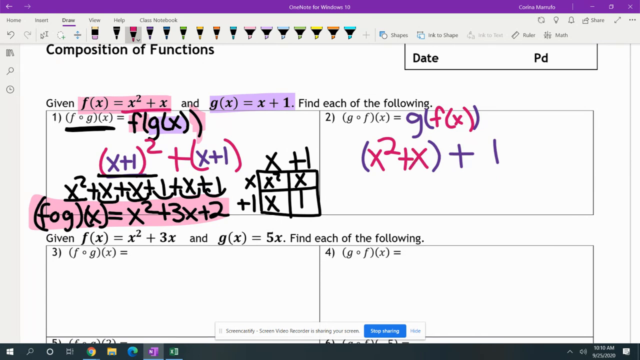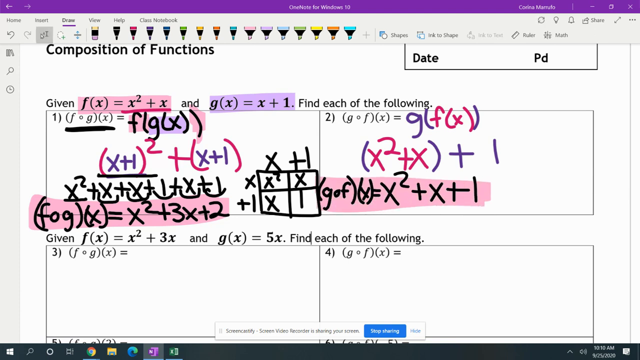All right, so we have nothing outside these parentheses. We do not have a number here in the front to distribute. We don't have an exponent like we did on the previous problem that we need to take care of. There's nothing that we have to take care of, so we just write it out. It gives us x squared plus x plus 1. And there's no like terms to combine, so that means g composite f, not gof, g composite f of x is equal to this. And that's it.